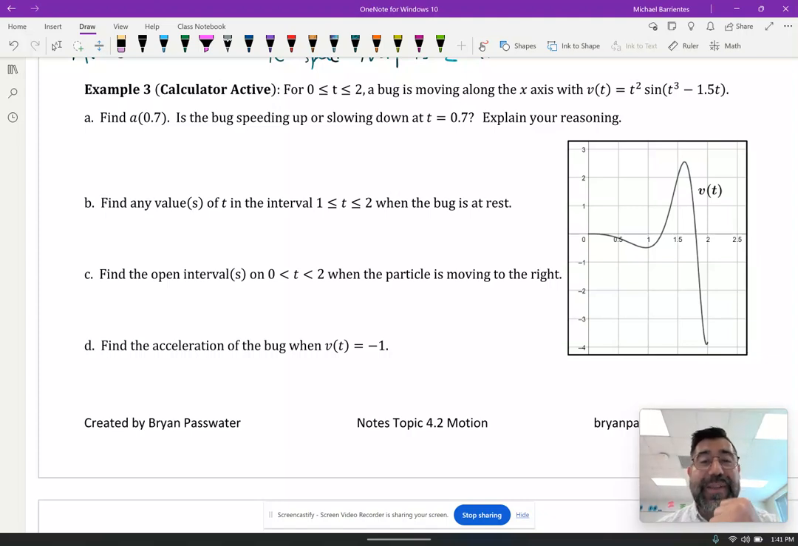All right, here we go with example 3. Example 3 gives us an equation. It also gives us a graph, and it gives us another gift, which is it's calculator active. So what does that mean?